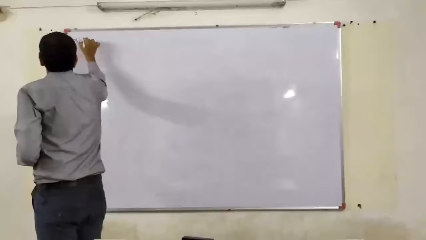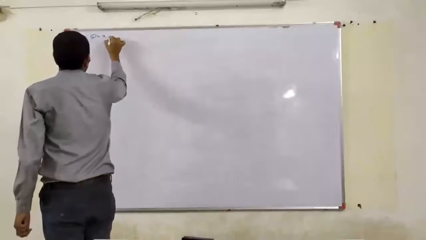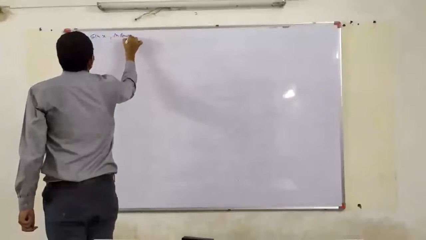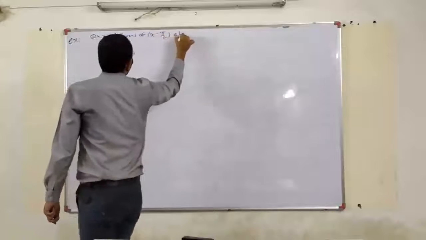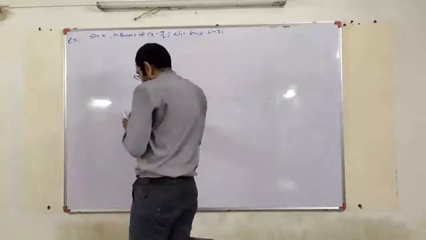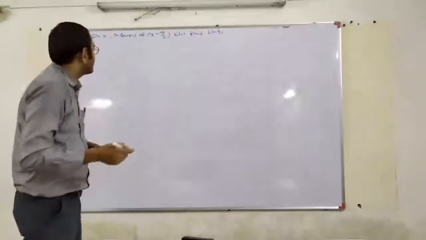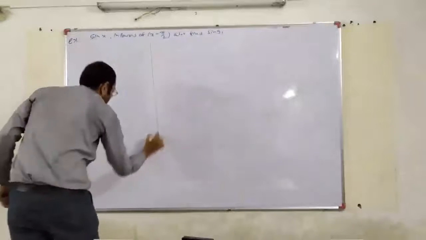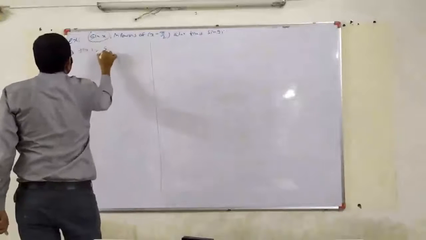Find the Taylor series of sin x in powers of x minus pi by 2. Also find sin 91 degree. Similarly, we can find sin x. Then first of all, what is the function? That is our sin x.